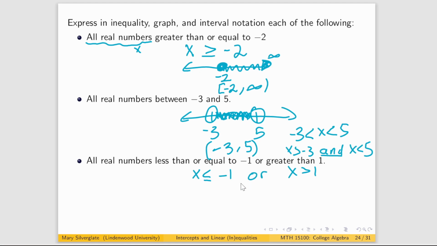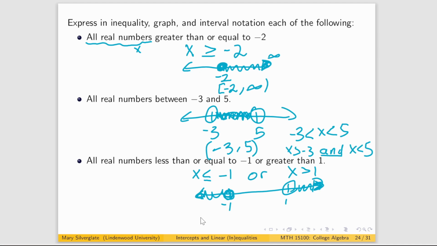To indicate an or statement, you just literally write the word or in between. And that means just one or the other has to be true. For this and statement, it had to be numbers where both it was bigger than -3 and smaller than 5. Here, it's okay if just one or the other is true. In fact, it's only possible for one or the other to be true, because if I am less than or equal to -1, I cannot physically be greater than 1. So if this was an and statement, it just wouldn't work.